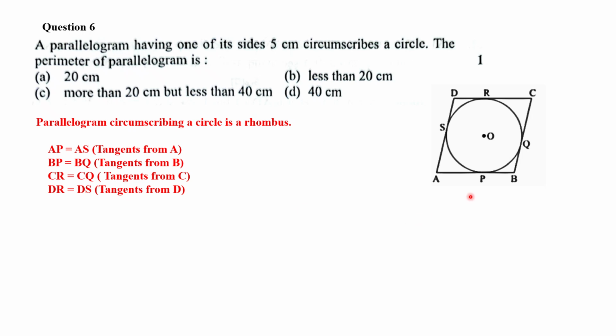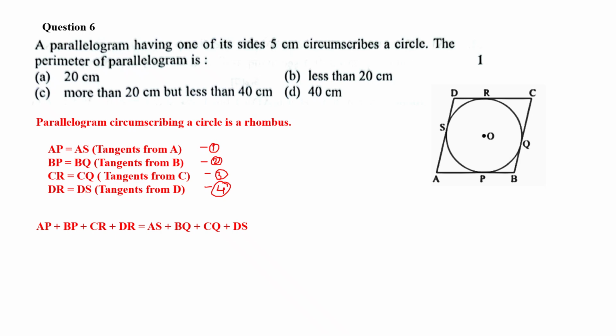So here you can see AP equal to AS, because both are the tangent from the same external point A. Same way BP equal to BQ, CR equal to CQ, and DR equal to DS. Right? I am marking it as 1, 2, 3 and 4. Now you add all. So you will get AP plus BP plus CR plus DR equal to AS plus BQ plus CQ plus DS.